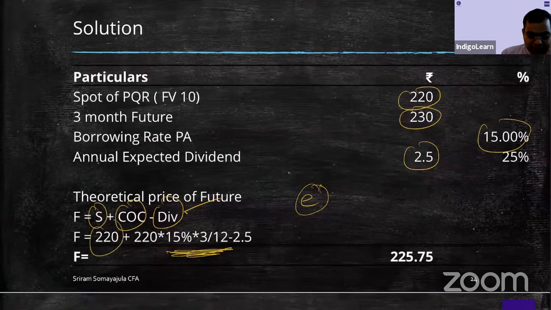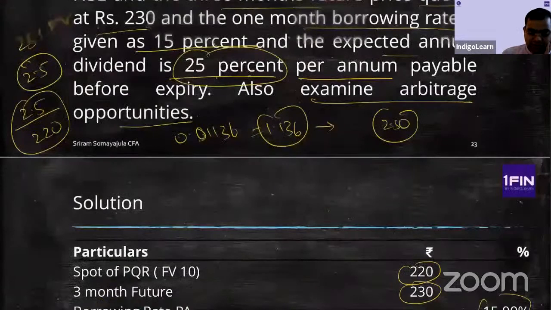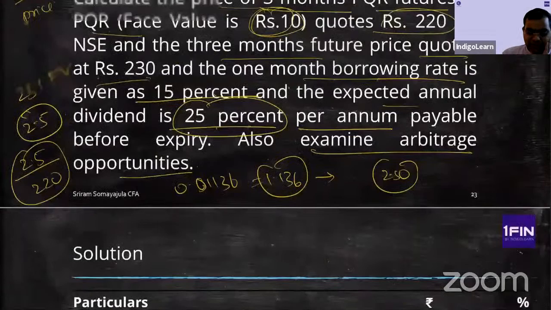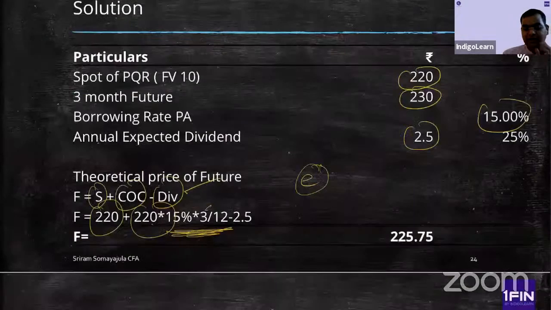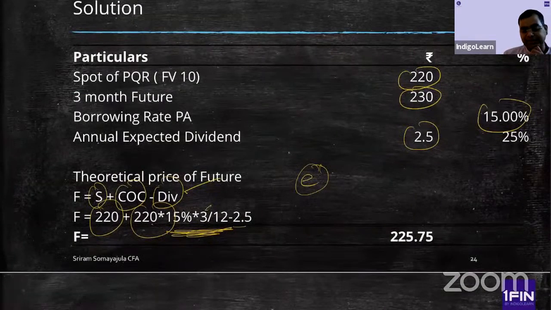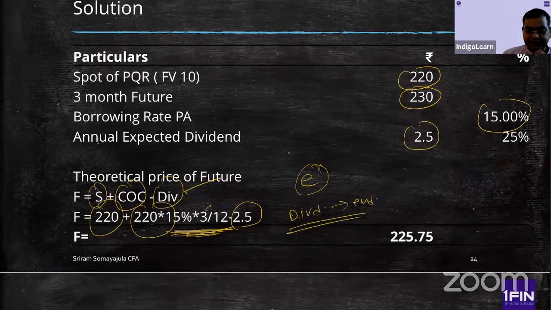So 220 is the spot. Cost of carry is 220 into 15% into 3 by 12. Why 3 by 12? Because it is a 3 month future. So 220 into 15% into 3 by 12, minus 2 rupees 50 paisa. What is this minus 2 rupees 50 paisa? It is the dividend that you will get at the end, that you are subtracting. So you are basically following this formula of spot plus cost of carry minus dividend.